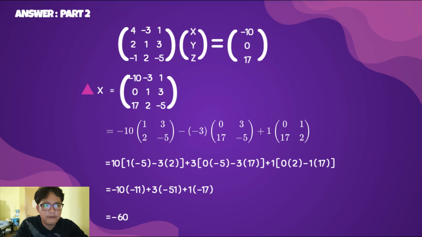After we do the multiplications, we get, for example, negative 10 multiplied by negative 11 plus 3 multiplied by negative 51, and plus 1 multiplied by 17. After we work out the answer, we get negative 16.